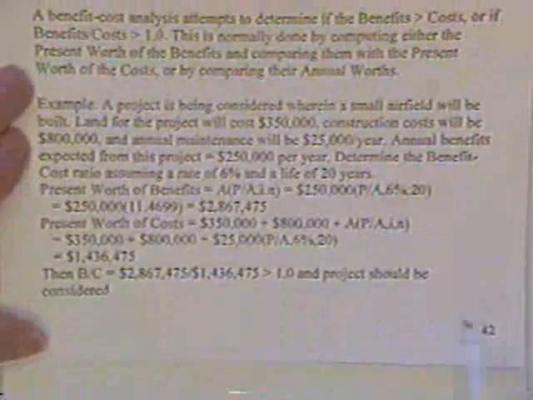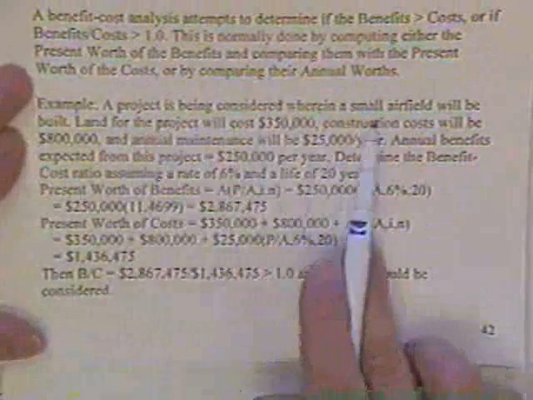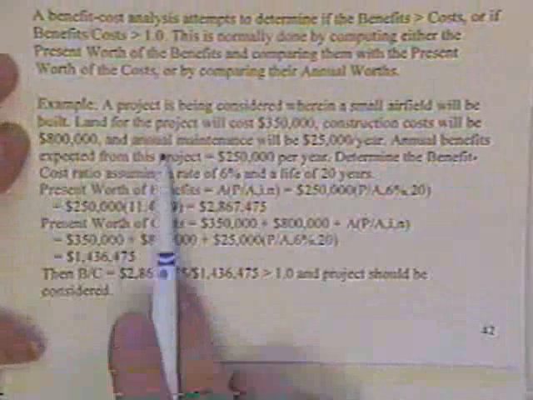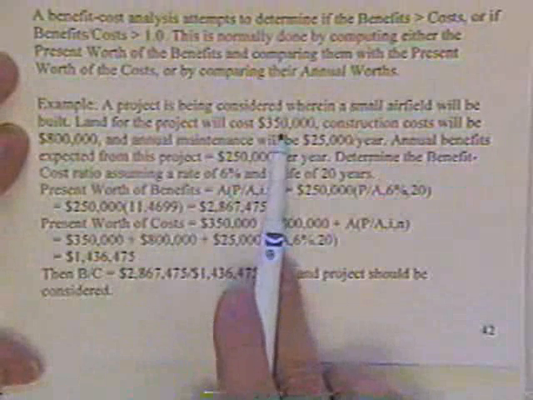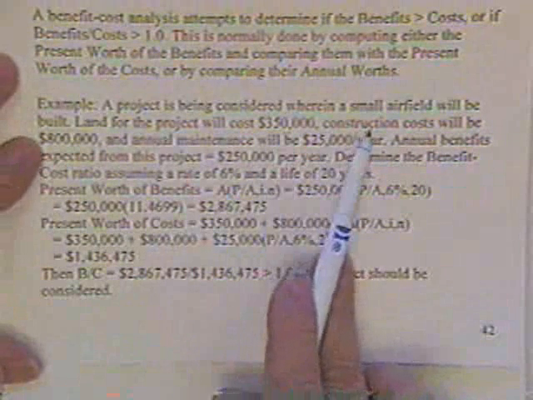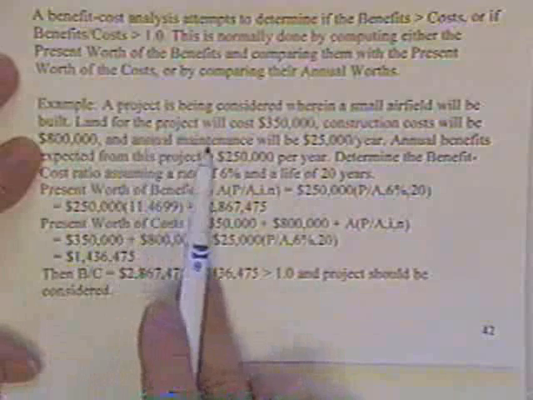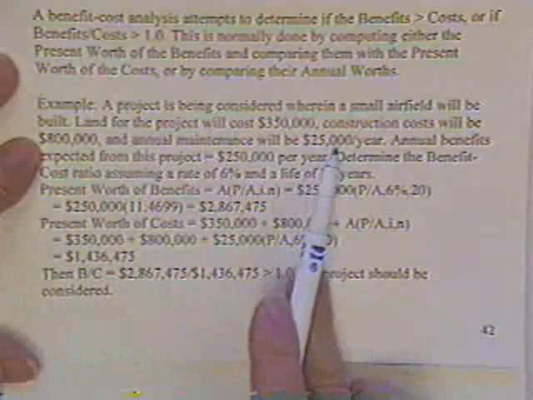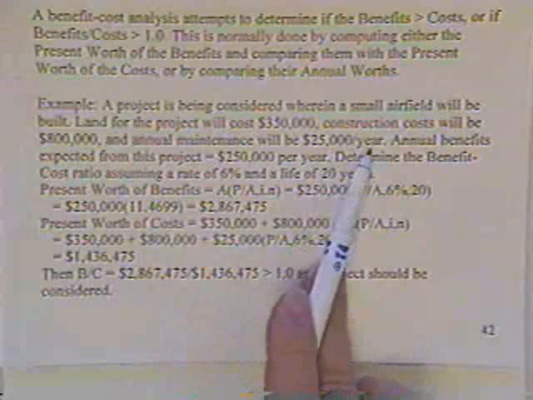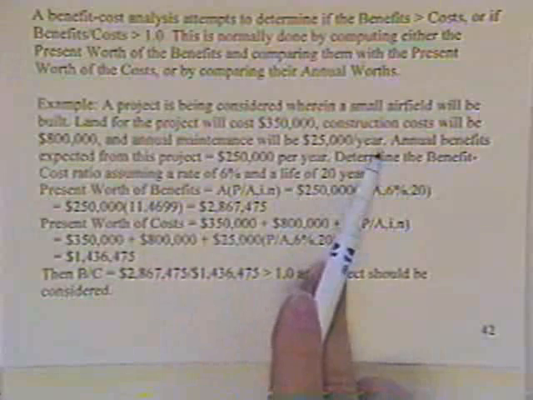Here's an example. You're considering a project wherein a small airfield is to be built. Land will cost you $350,000 today. Construction costs will be $800,000 today. Annual maintenance will be $25,000, but the first one will be due at the end of the year and every year thereafter.